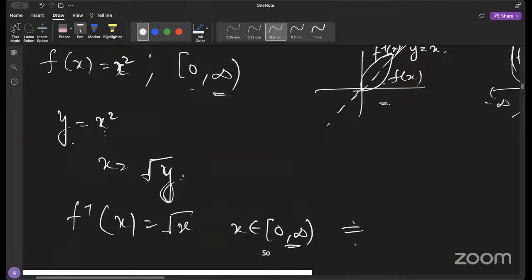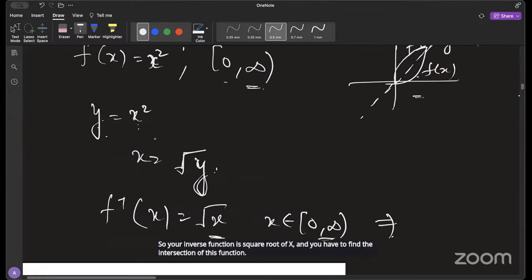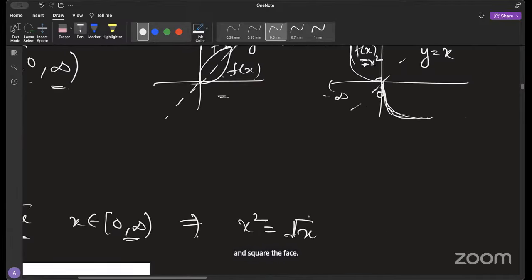So your inverse function is square root of x, and you have to find the intersection of this function and this function. So it is x squared and square root of x. That means you can just square on both sides: x to the power 4 and x cubed.